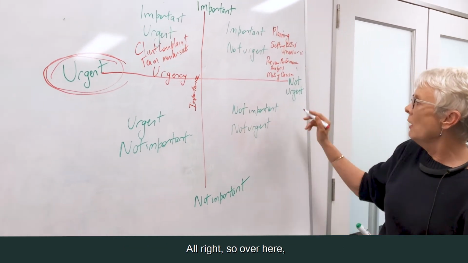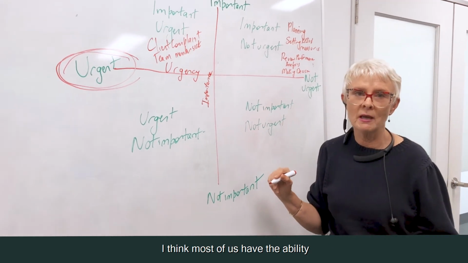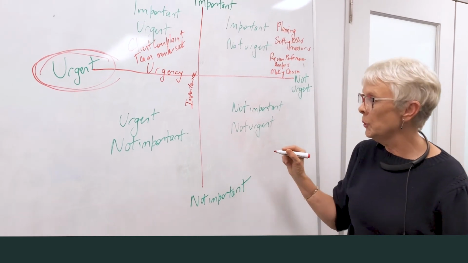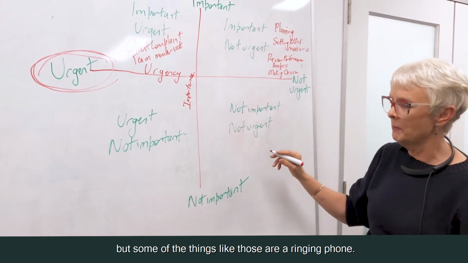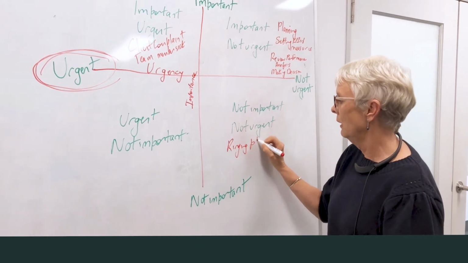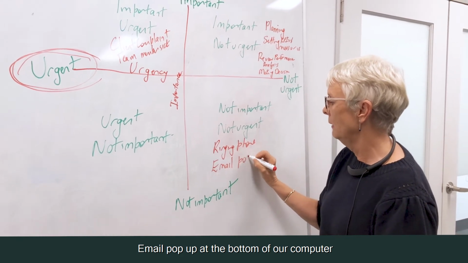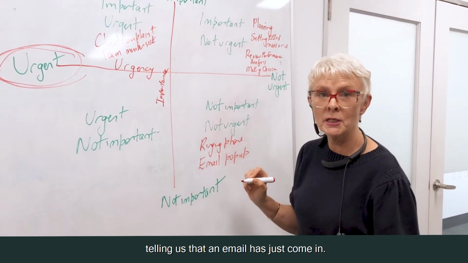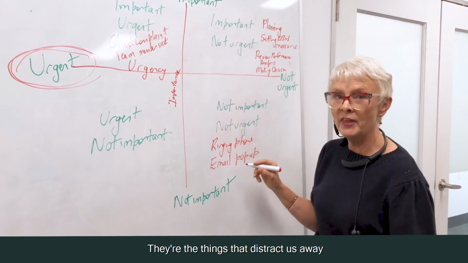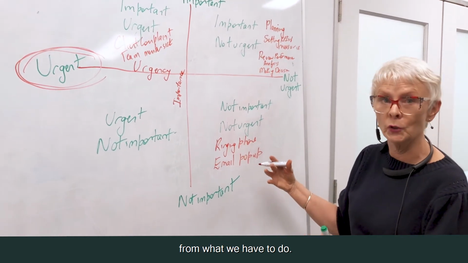All right, so over here we've got the not important and not urgent. I think most of us have the ability to know what goes in there, but some of the things like those are a ringing phone, an email pop-up at the bottom of our computer telling us that an email has just come in. They're the things that distract us away from what we have to do.